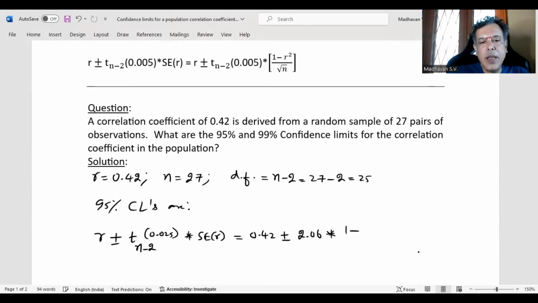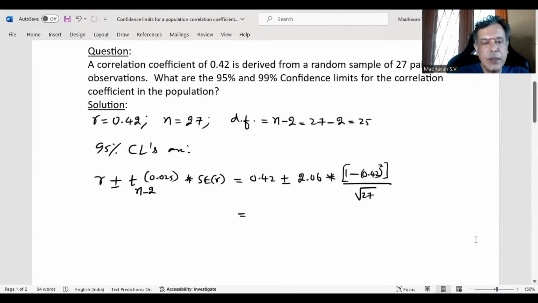which is 1 minus R square, where R square is 0.42 the square, divided by the square root of 27. If we evaluate this, we get 0.42 plus or minus; the numerator works out to 1.6966 and the denominator is 5.196. That will give us 0.42 plus or minus 0.33.